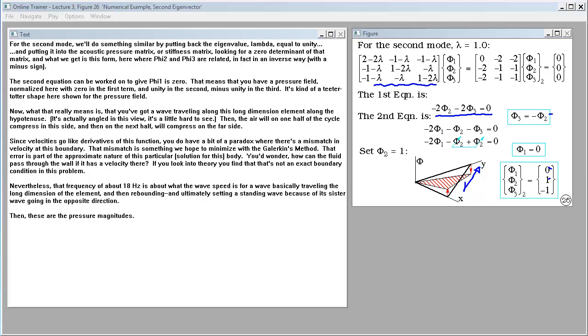Nevertheless, that frequency then of roughly 18 hertz is about what the wave speed is for a wave basically traveling the long dimension of the element and then rebounding and ultimately setting up a standing wave because of its sister wave going in the opposite direction. And then these are the pressure magnitudes.